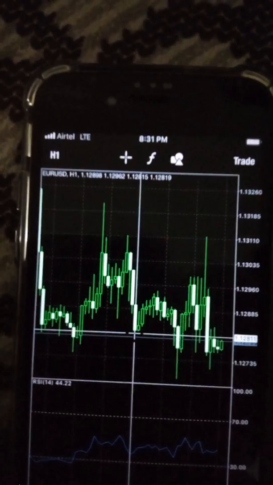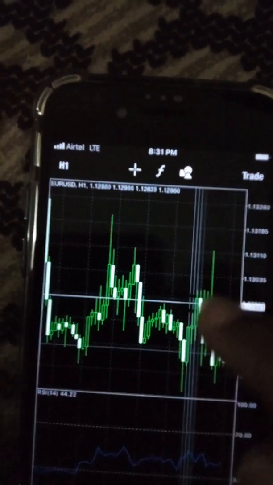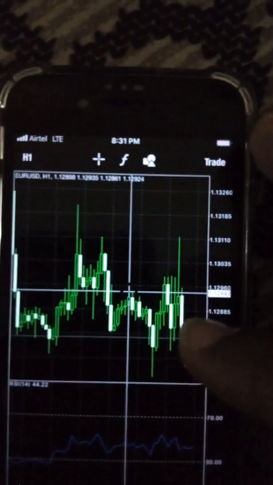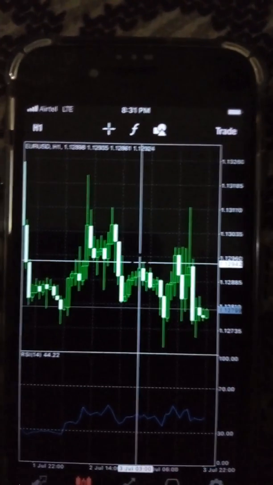I go back to the chart. I have actually placed this, but you can't really see it yet. So this is how it looks like. Then another thing I want to do, I want to place a trade in a different currency again.